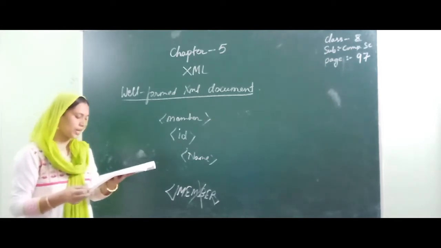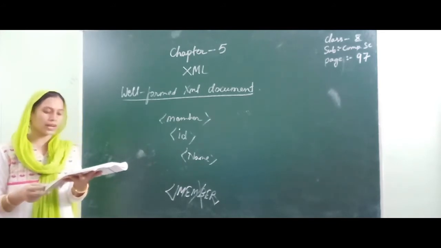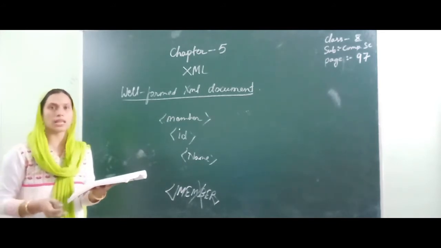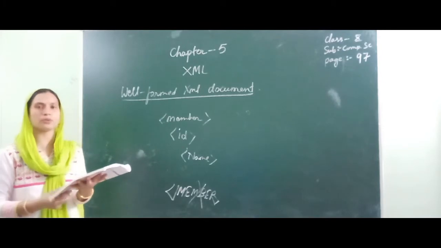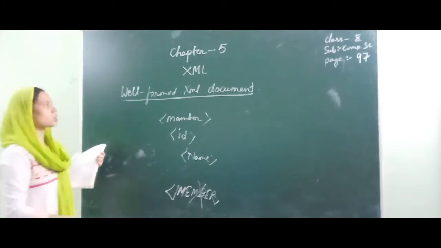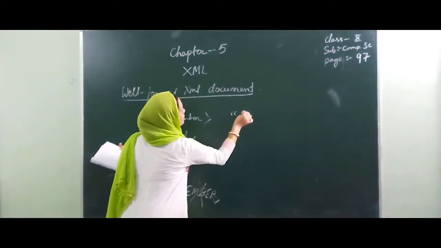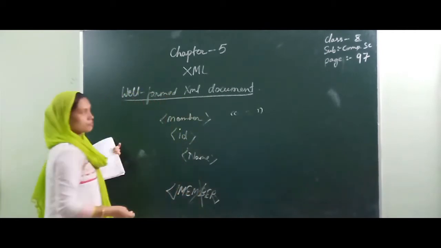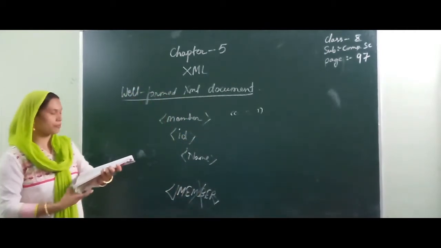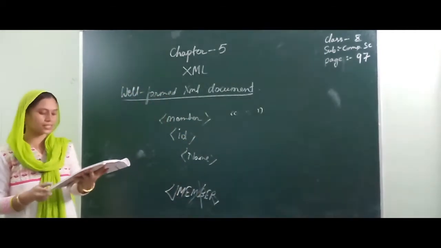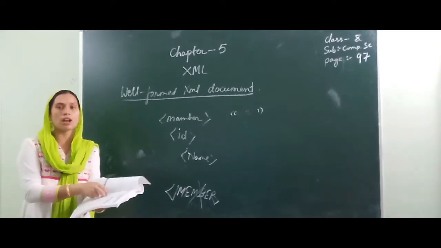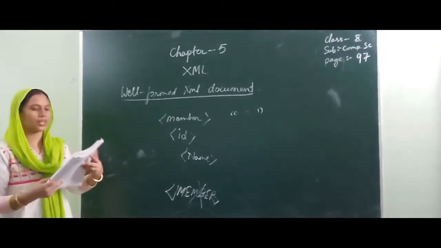And the last point, XML attribute values are enclosed within double quotation marks. That means the value of the attribute in the XML should be enclosed with a quotation, that is double quotation. So in this manner, we can identify that this XML document is a well-formed document.